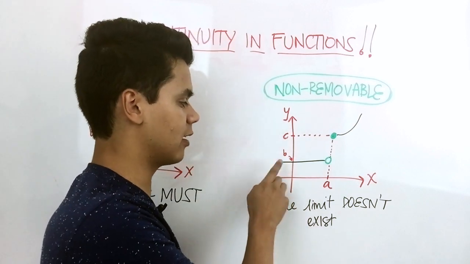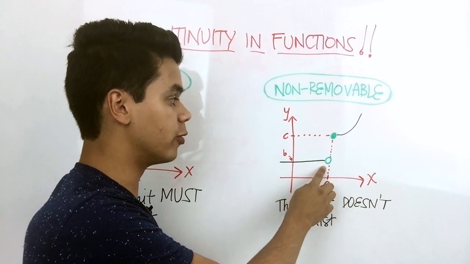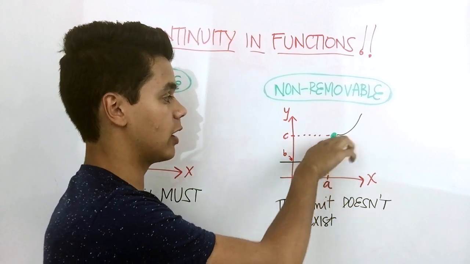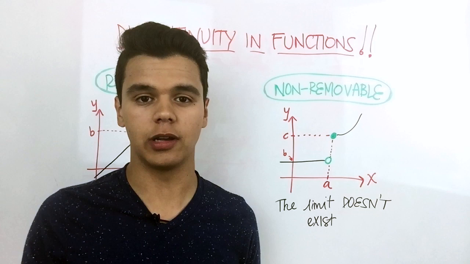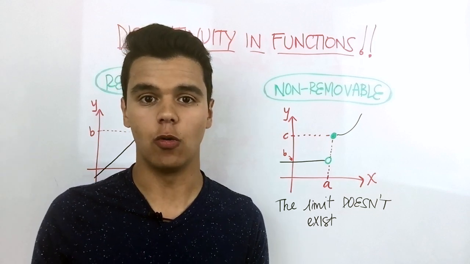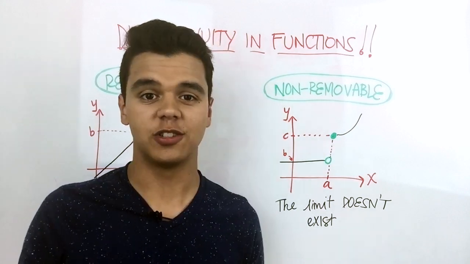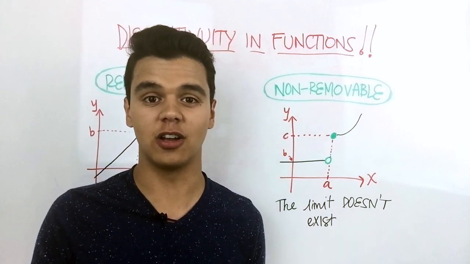So we're driving in our same car, however, there's not just a hole, there's a gap. The road just ends there, and there's another road in here, it continues. However, we cannot build a simple patch as we did in the removable functions. So in this function, there's really nothing that we can do to remove that discontinuity.